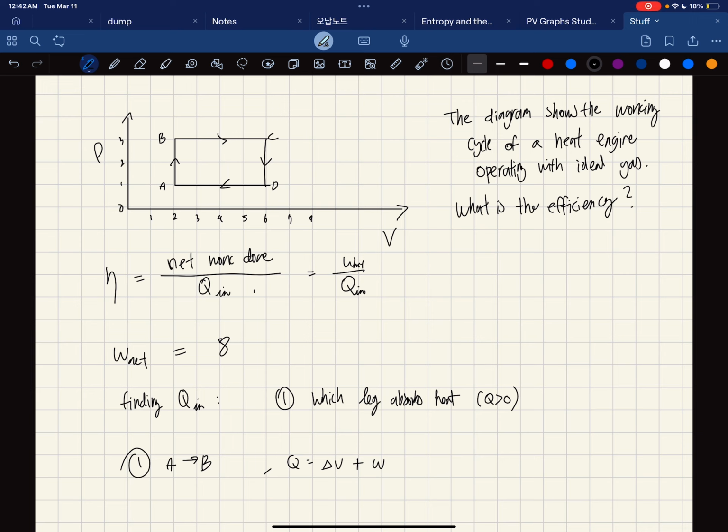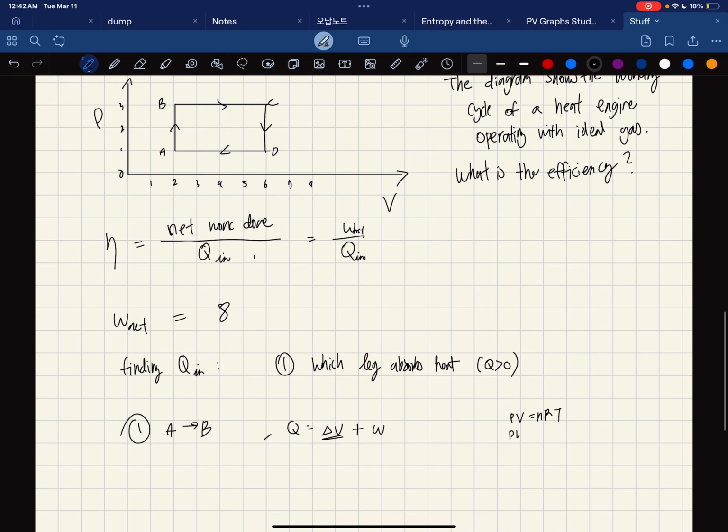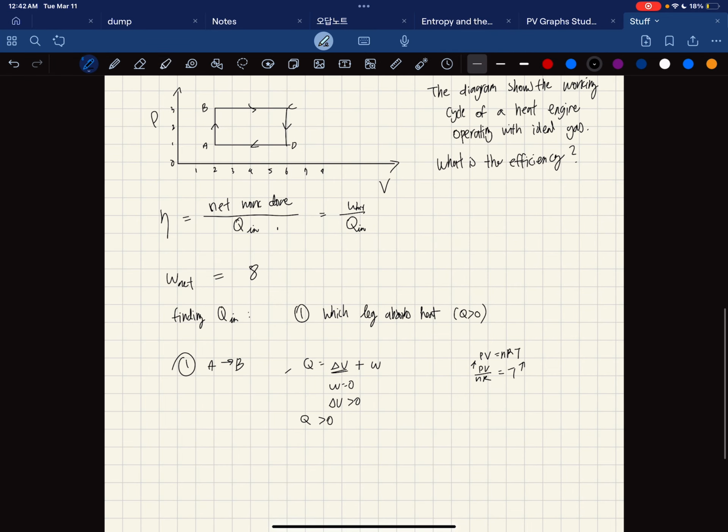But we can tell that there is an increase in internal energy because, recalling the ideal gas formula, PV equals nRT. For A to B, volume remains the same, everything else remains the same except for P, and P increases, which means that T also has to increase. So although work done is 0, change in internal energy is positive, meaning that Q is positive. So yes, heat is absorbed.